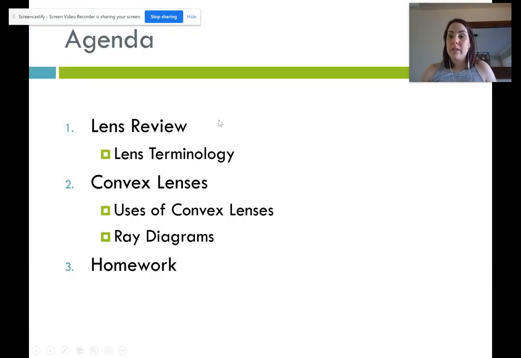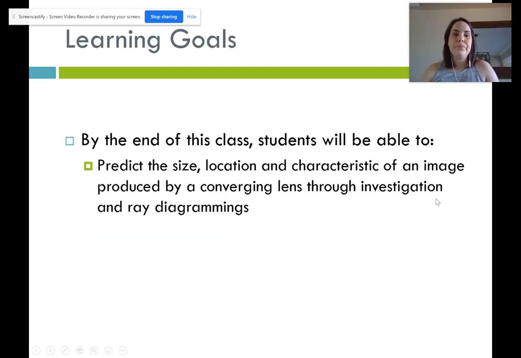Okay, so we're going to quickly start off with some lens terminology review. Then we're going to talk about the use of convex lenses and how we do ray diagrams for convex lenses. Then, just like yesterday, you'll have some time to practice ray diagrams in your notebook and submit those to me on Google Classroom. So, by the end of the class, what you should be able to do is predict the size, location, and characteristics of an image produced by a converging lens through investigation and through ray diagrams.